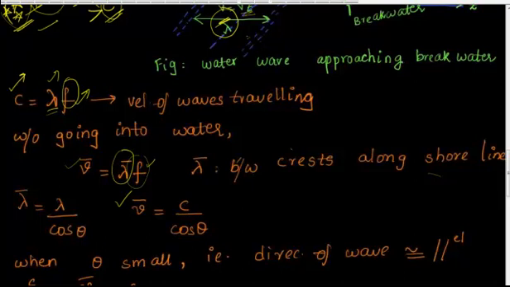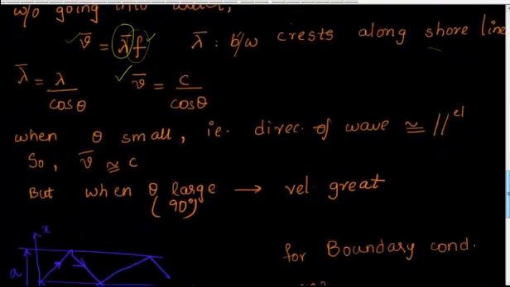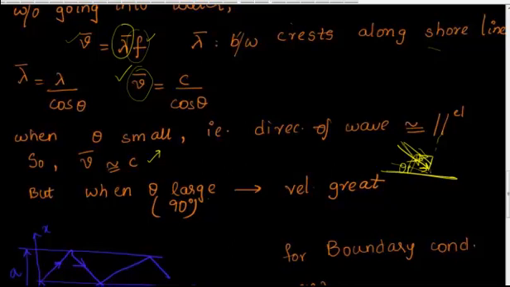Now when this theta is very small, that is, your direction of propagation is almost parallel to the shore, it is like this almost. That is, theta is very small. So in that case, your phase velocity, that is your V bar, will almost approach C. But this is not the case when this is almost 90. This can be either case. That is, your direction of propagation of the wave can be either almost 0 or almost 90.